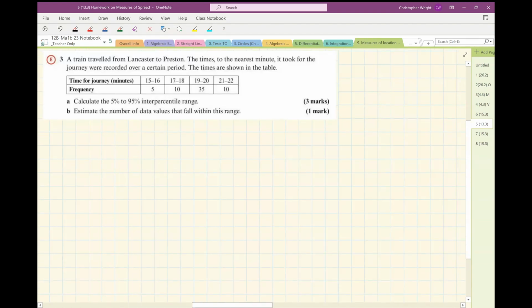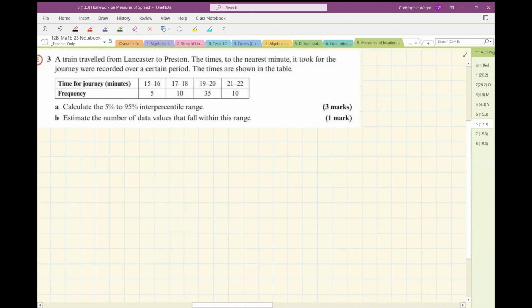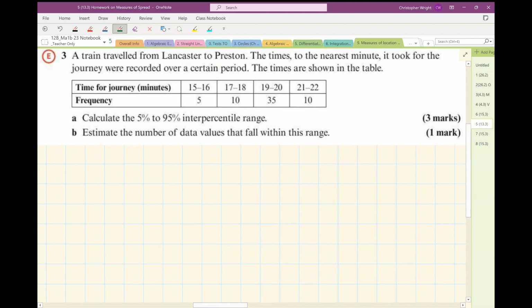Question 3. Right, we've got a train travelling from Lancaster to Preston, and the times to the nearest minute it took for the journey are recorded over a certain period. The times are shown in the table. Now be careful. These are times to the nearest minute. So where, for example, does this class start? Answer, it starts at 14.5 minutes. And in the same way, that is 16.5, the end of one class and the beginning of the other. So these classes here have a width of 2.